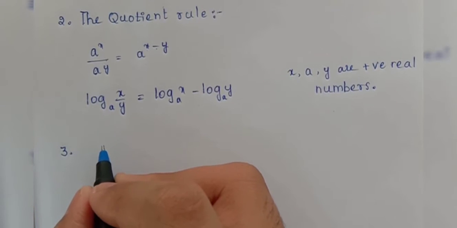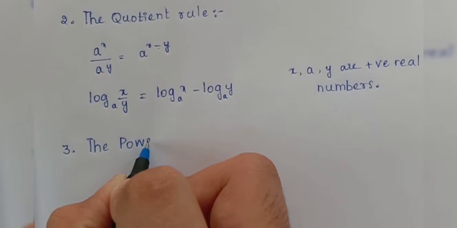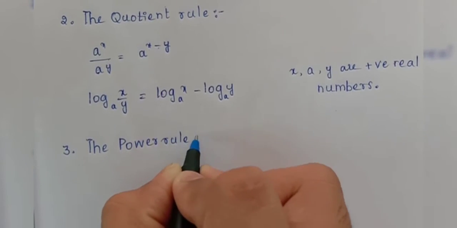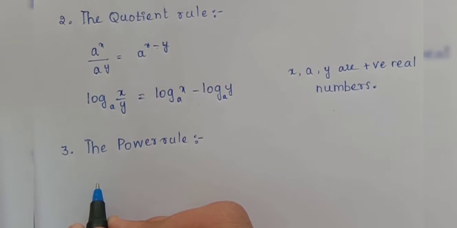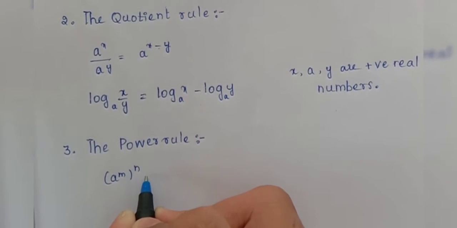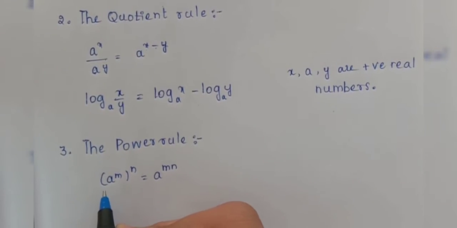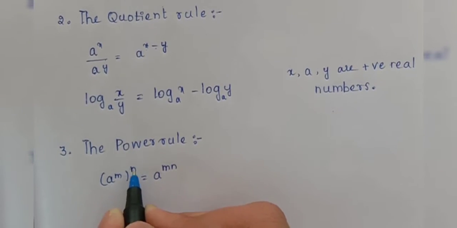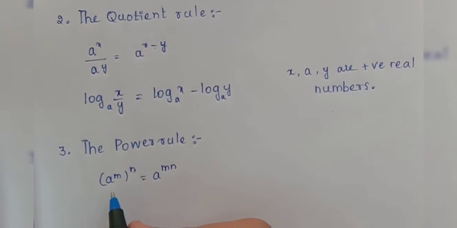The third rule is the power rule. It says that when an exponential expression is raised to a power, we multiply the exponents. That is, a power m whole power n is equal to a power mn. I repeat that when an exponential expression is raised to a power, we multiply the exponents. This property suggests the power rule.